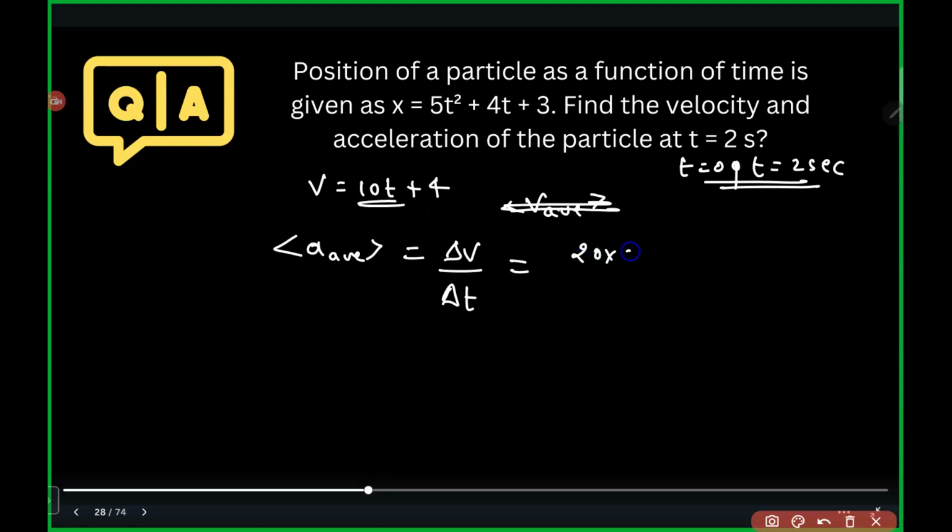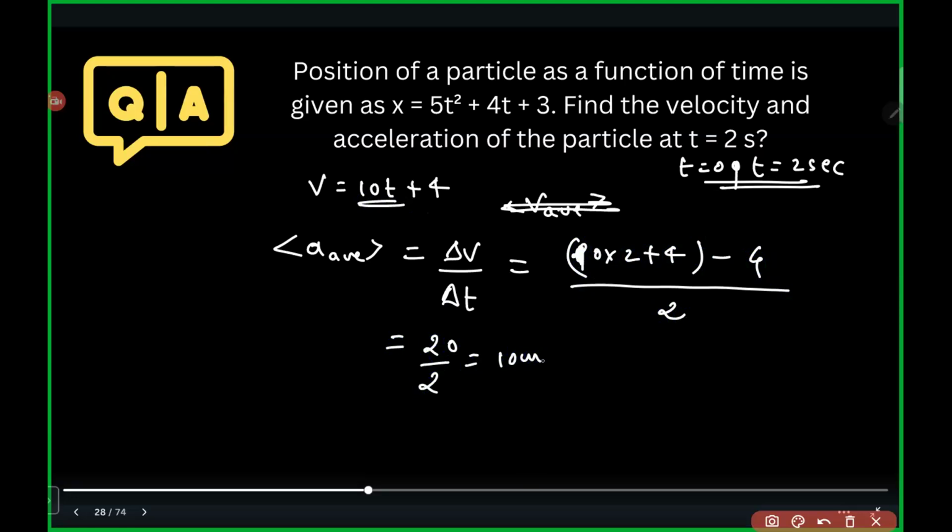20 into 2 plus 4, minus the velocity at t equal to 0, which is your initial velocity. So it is 4, right? Divided by the total time, which is 2. So that will be 10 into 2, right? Yeah, sorry, it's 10 into 2. So you'll get 20 by 2, that is 10 meter per second square. Right?